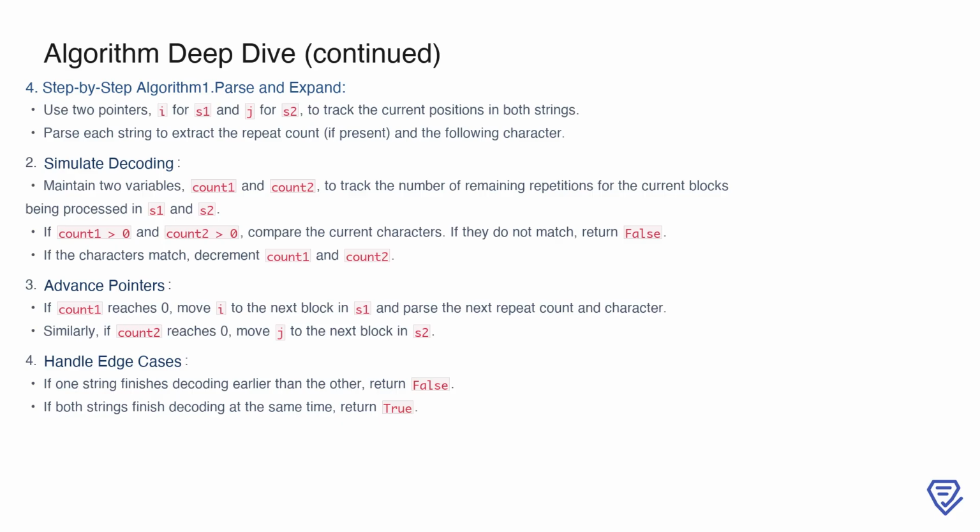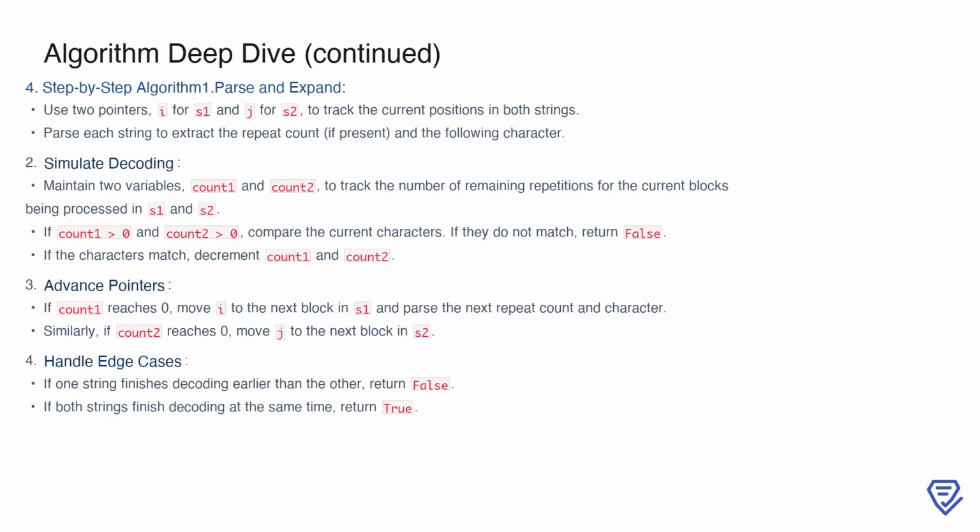We start by parsing and expanding the strings. Two pointers, i and j, are used to track the current positions in S1 and S2. At each step, we parse the strings to extract the repeat count and the next character to be expanded. Once we have this information, we simulate the decoding process. Here, two counters, count1 and count2, are used to track how many repetitions are left for the current blocks of S1 and S2.